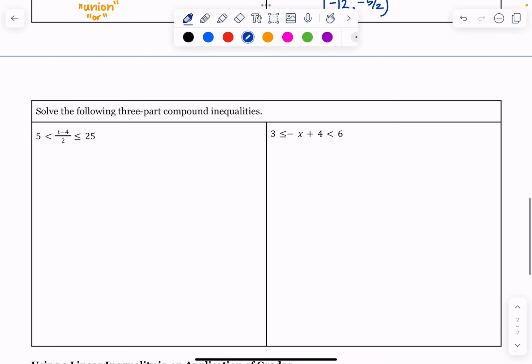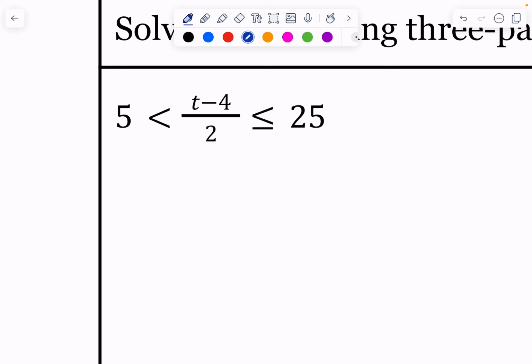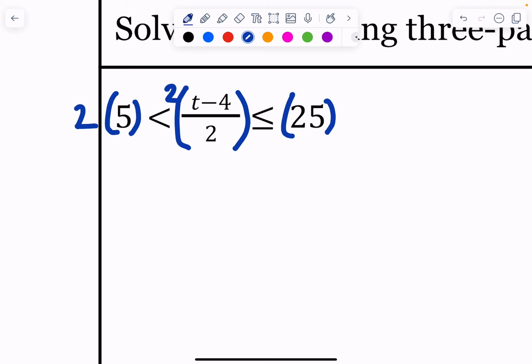Next it says solve the following three-part compound inequalities. So all that means is that it's already set up in 3 parts. So the first thing we need to do is get rid of the 2. So I'm going to multiply by 2, and when I do that, I have to do that all 3 places.